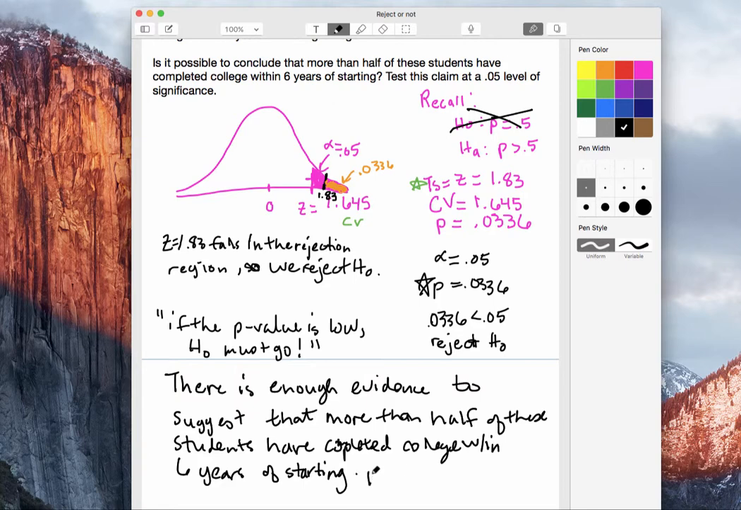And I'm also going to put in the p-value, since I have it around. P equals 0.0336. I do this because if anyone else reads my research, they can see just how strong my evidence is against the null hypothesis. If I got 0.0499, someone else might say, I'm going to round that, and that's basically on the line, so I won't reject.